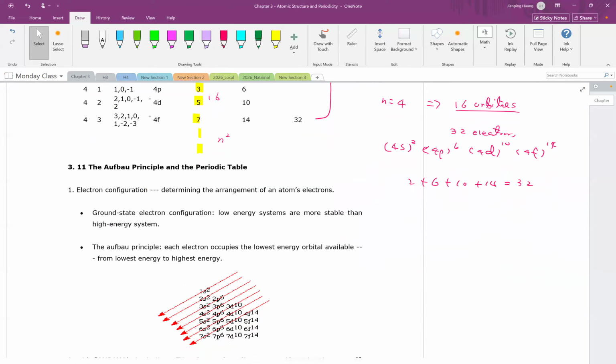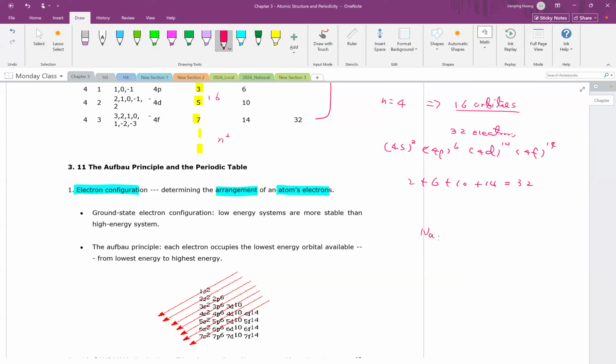Do you know why we discuss orbitals? The reason we went into such detail, we spent 2 hours discussing those orbitals, is in order to put the electrons into the orbitals. Right? So we are going to learn electron configuration. What does electron configuration mean? Determine how to arrange electrons into the orbitals.